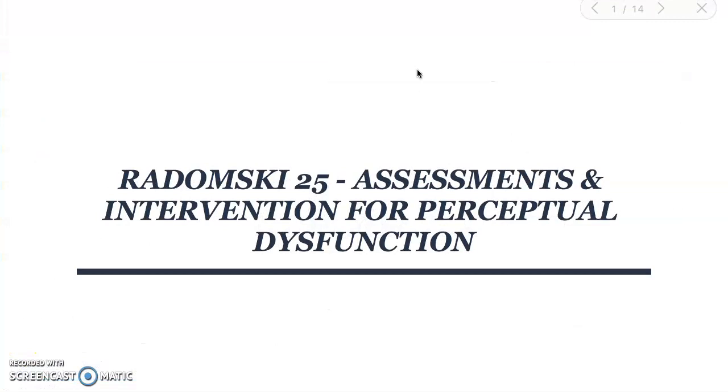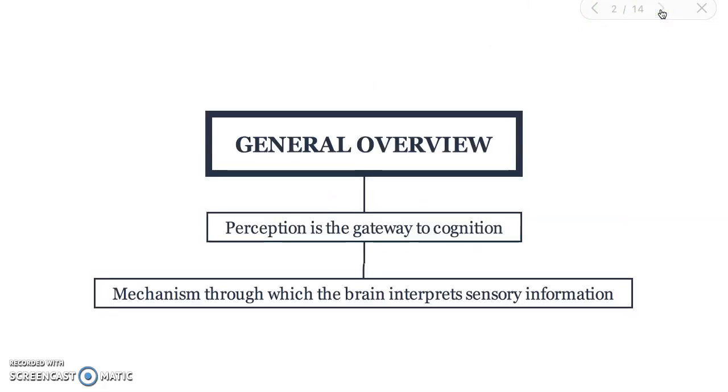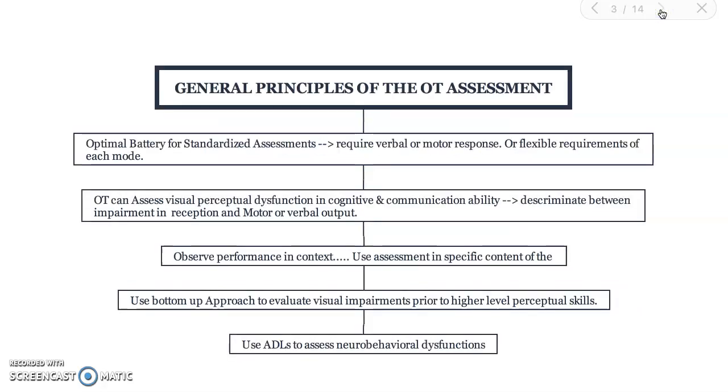And so the final chapter is going to be for Radomski 25, Assessments and Intervention for Perceptual Dysfunction. So perception is the gateway to cognition, and it is the mechanism through which the brain interprets sensory information. General principles of OT assessments: you want to make sure that you use batteries that are standardized because they require verbal as well as motor responses.